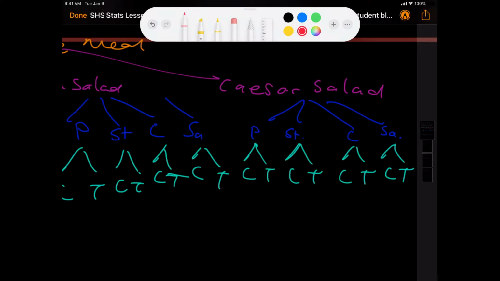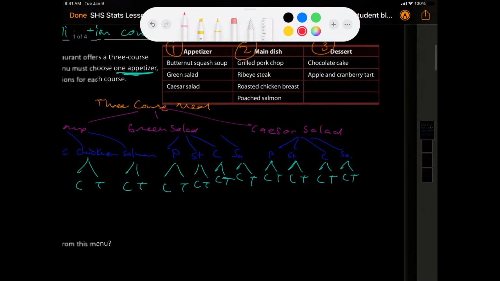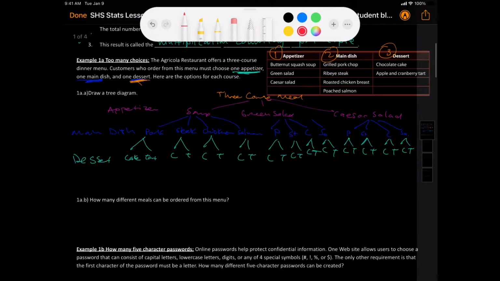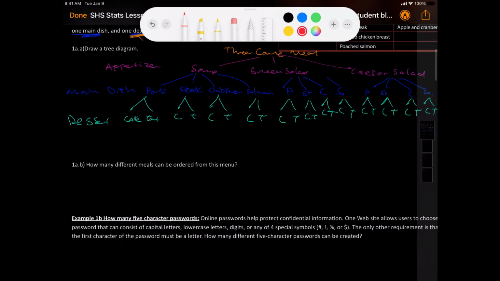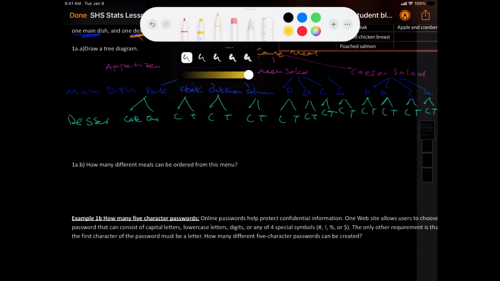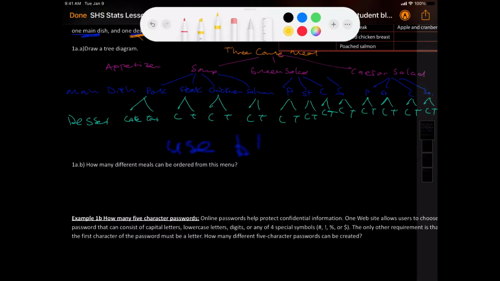Okay. Now it is a visual, but it's kind of crazy, right? Because it's hard to display in this diagram here. This tree diagram looks kind of complicated. So what are some other ways of completing this problem? Well, basically what you can use is blanks. Let's write that out. Use blank spaces. What do I mean by that? Well, here is the appetizer, here is the main dish, and here is the dessert.